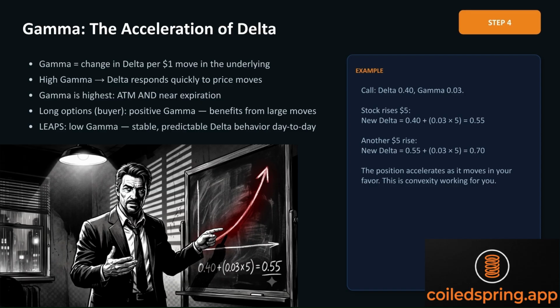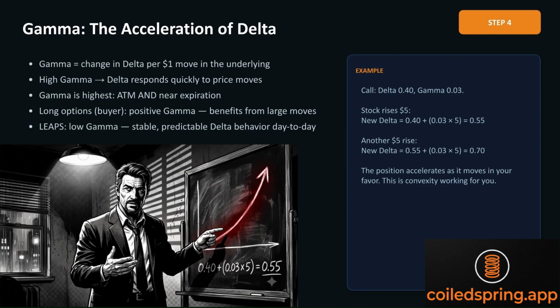Now let's understand where gamma is highest, because it's not uniform across all options. Gamma is highest on 2 conditions: when the option is at the money and when it's near expiration. Why? Because ATM options sit exactly on the fence between profitable and not profitable. A small move can push them decisively one way or the other, causing a rapid shift in delta. Near expiration, the same dynamic intensifies. Small moves cause dramatic changes in probability and therefore in delta.